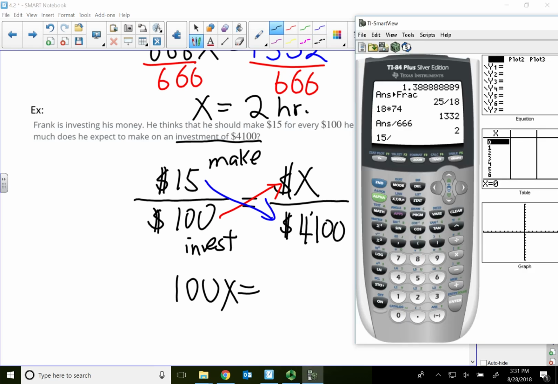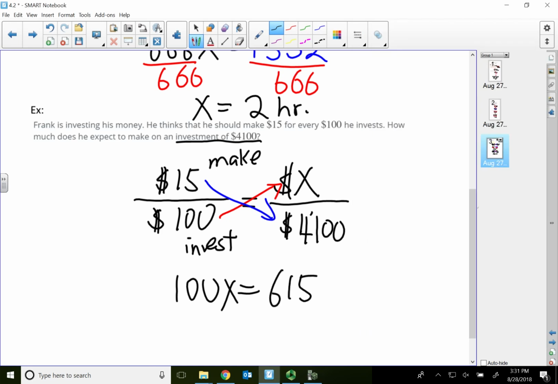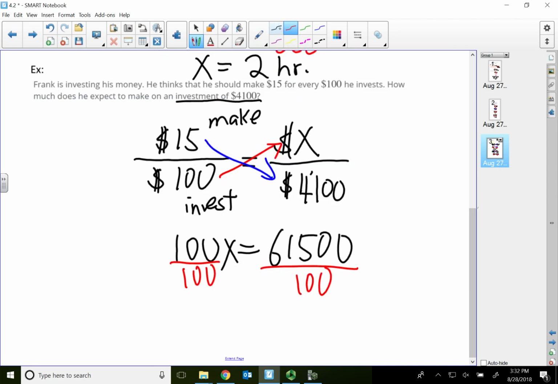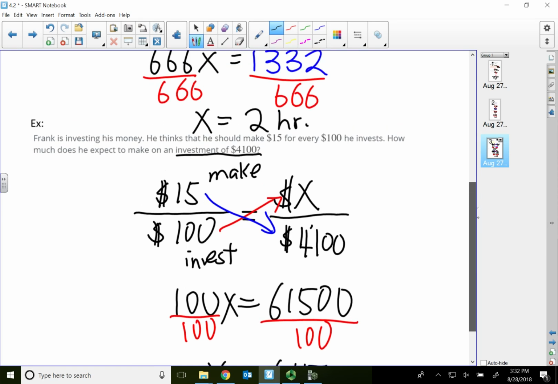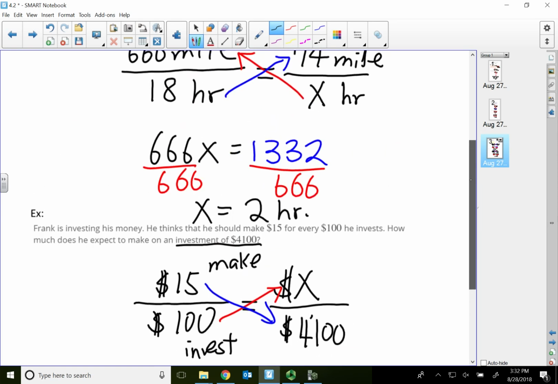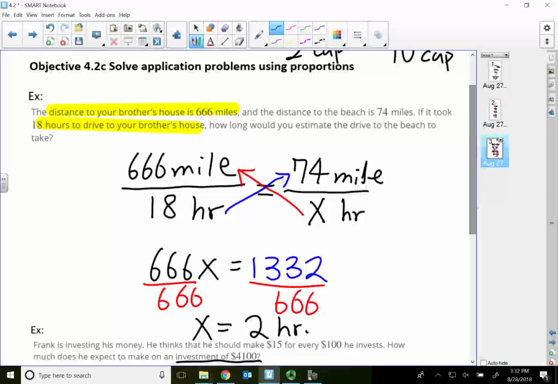15 times 4,100. That will give me 61,500. So to get x by itself, now I will divide both sides by 100. So my answer, x equals 615. All right. So a quick 2 examples here to show you how we can use proportion with the word problems.